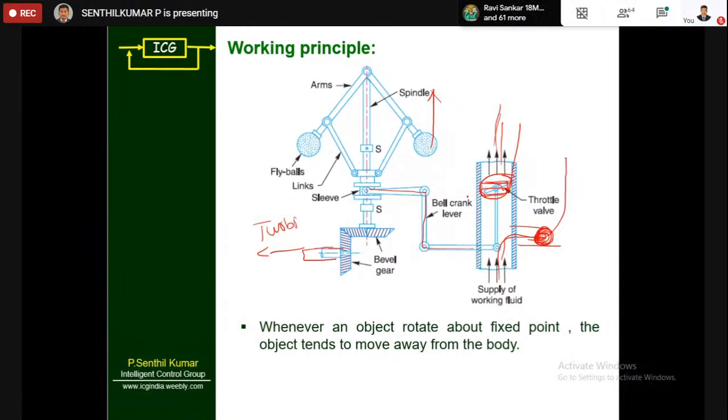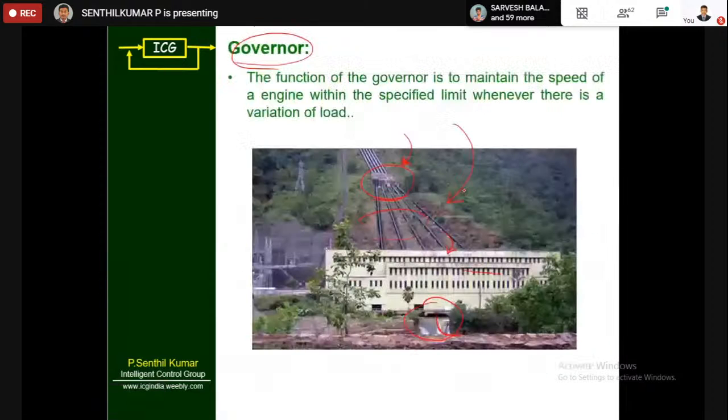But when the speed increases, what happens? The flyball moves upward. The entire thing, the throttle valve will open. So some of the water goes through this way. So the speed will automatically decrease. You can still find this valve. It's open to all. Whoever visits this power plant, you can go and see it.